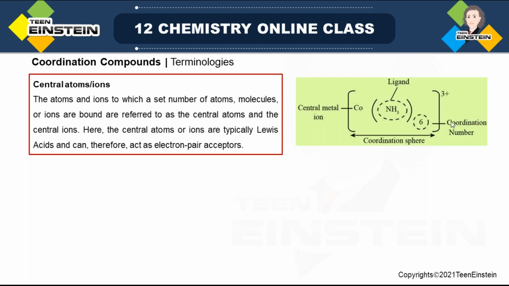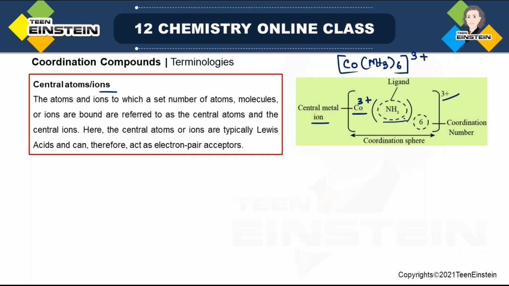Now different terminologies. Here we have this compound, cobalt hexaammine, 3 plus charge. Okay, central atom, the first term, central atom or ion. Now this is central metal atom or ion. In this case it is written ion. Why is it written ion? Because it is having oxidation state 3 plus. How do you understand that the oxidation state is 3 plus? Because outside the third bracket it is mentioned 3 plus.